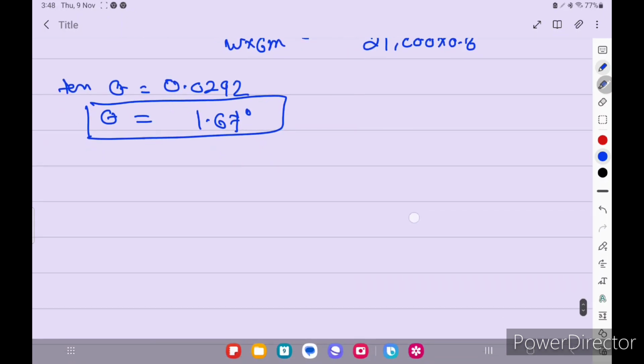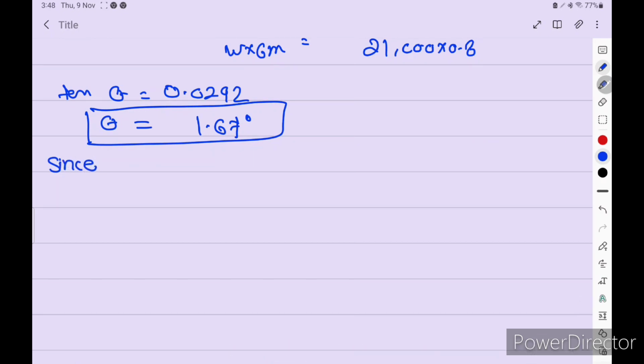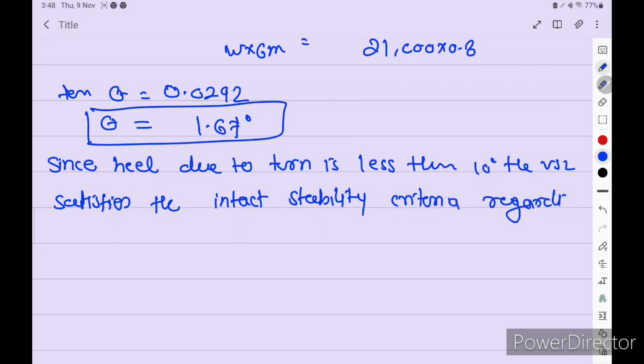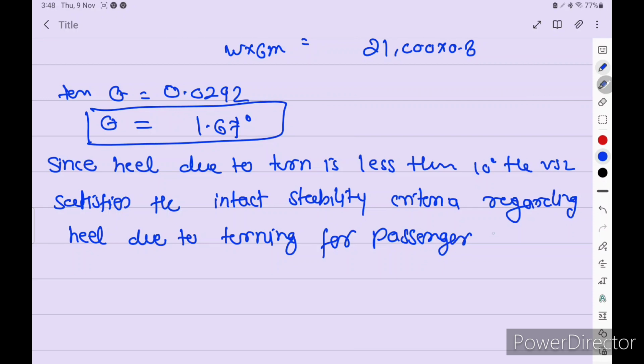That means we have to write the comment: since heel due to turn is less than 10 degree, the vessel satisfies the intact stability criteria regarding heel due to turning for passenger ship.